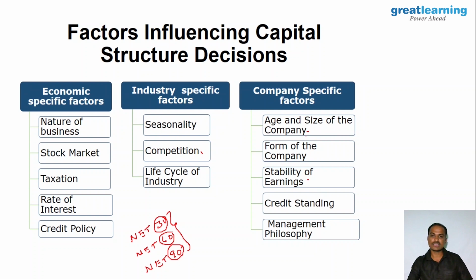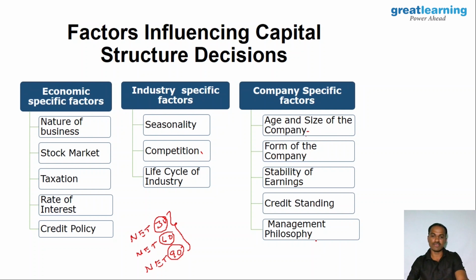Stability of the earnings: if the earnings are stable, they'll go to debt because they're confident that they're able to generate the revenue. If the earnings are not stable, they'll go to equity because they are not sure of making returns. If the company's credit standing is good, they'll go to debt. If their credit standing is in question, they'll go to equity.